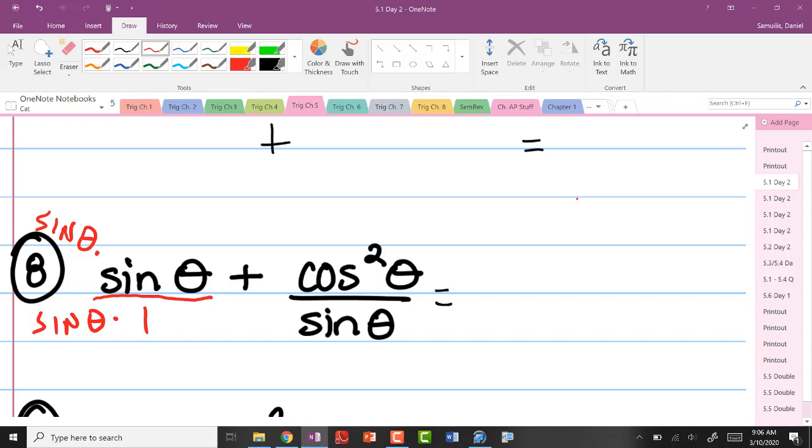What's sine times sine? Sine squared. I'm going to put this over here. Then we're going to have hard, fast rules when we get into the identities section. These are not identities. These are just simplify. And then see what you can do.